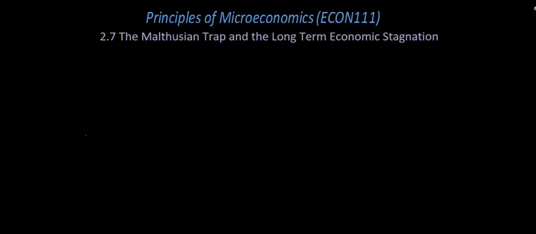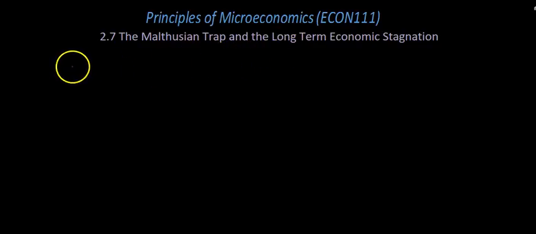Welcome back, guys. In the last video we talked about the population and the effect on the living standards and its link with the Malthusian trap. Remember that the Malthusian trap was before the capitalist revolution that took place in the middle of the 18th century in Britain, and it followed in all other countries after that. Now we are going to discuss the Malthusian trap and the long-term economic stagnation.